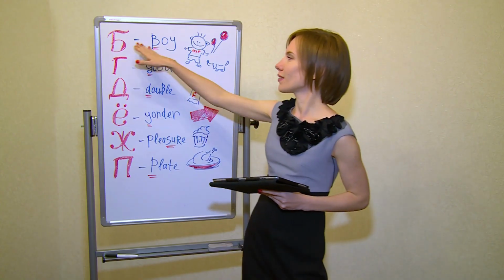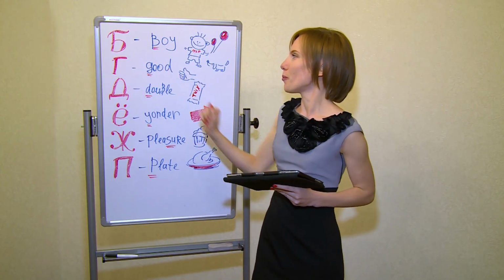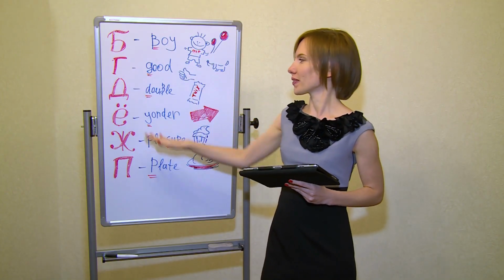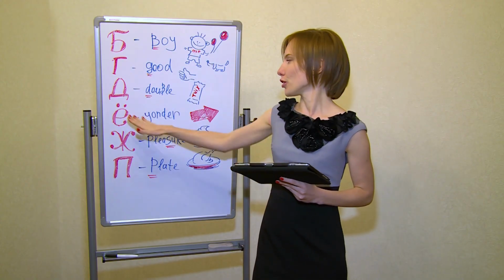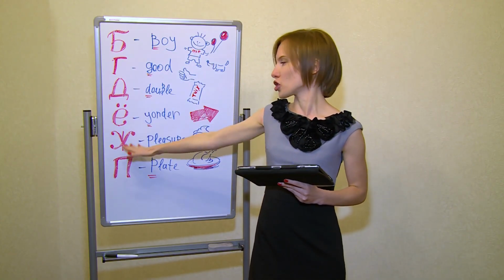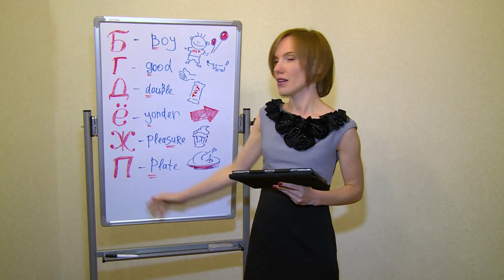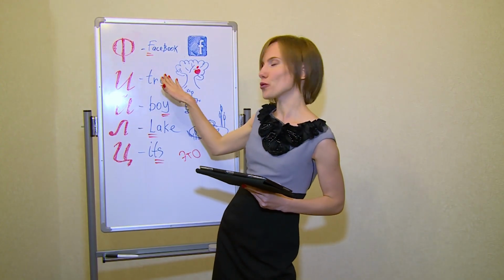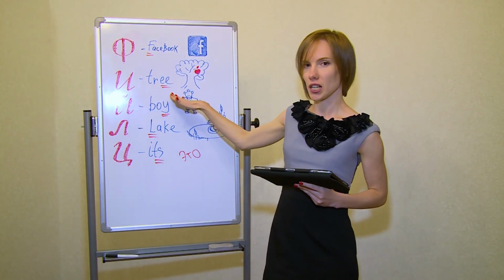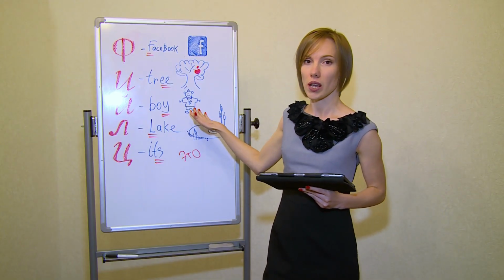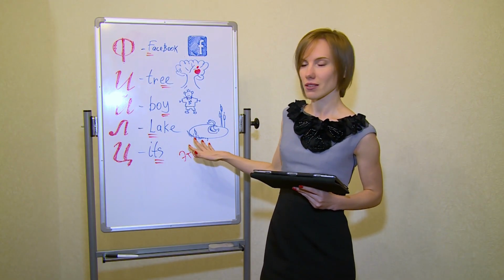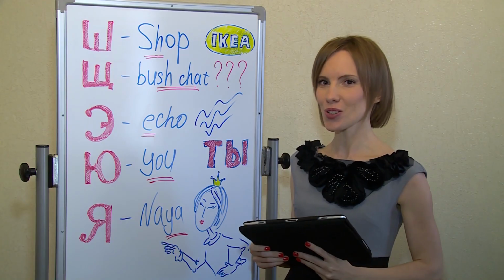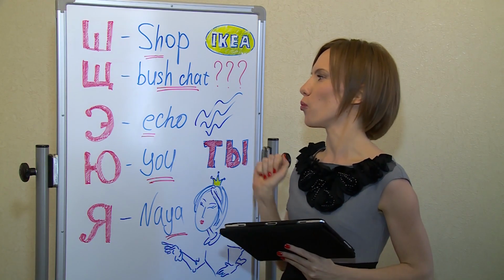Let's move on. B, pronounced as in boy. G, good. D, double. Y, yonder. J, pleasure. P, plate. F, Facebook. E, tree. B, boy. L, lake. C, it's. Sh, pronounced as sh in shop.